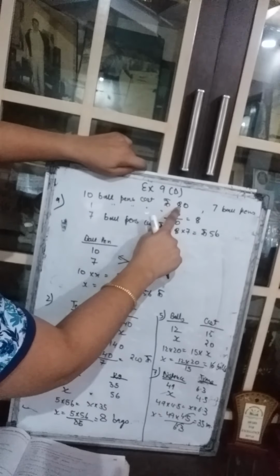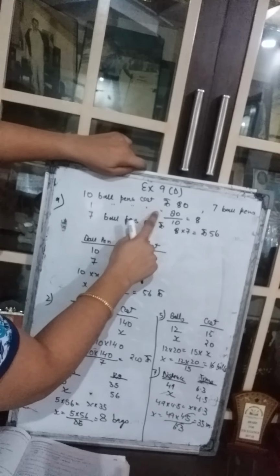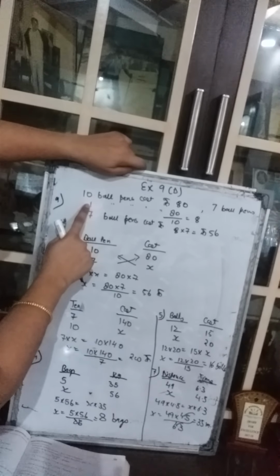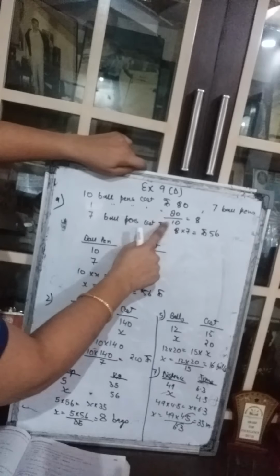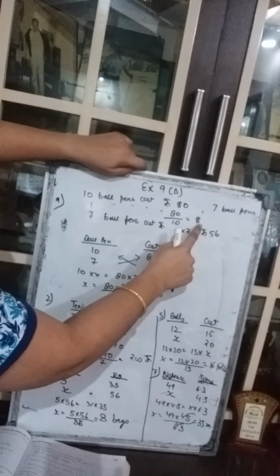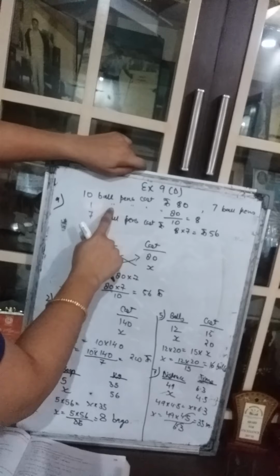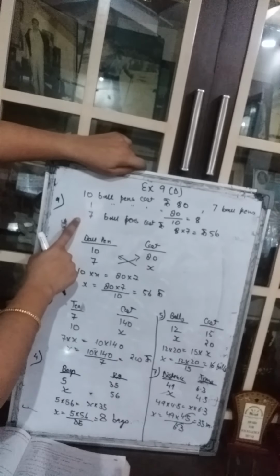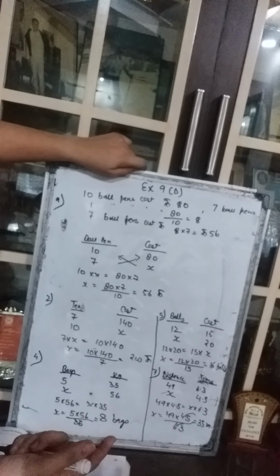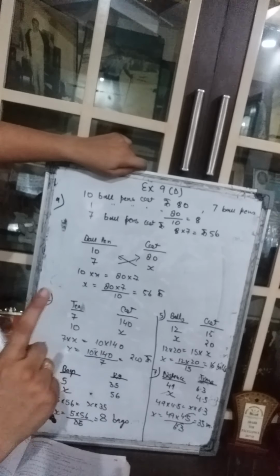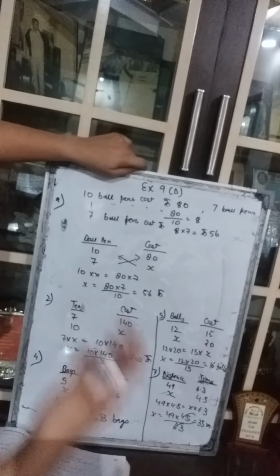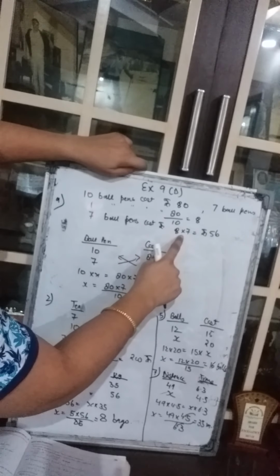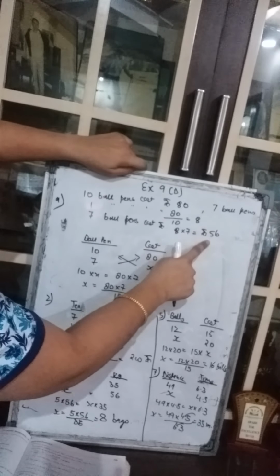10 ball pens cost rupees 80, so one ball pen will cost rupees 80 upon 10, because the cost of one will always be less. For less we do the division. 80 upon 10 comes to rupees 8. One ball pen costs rupees 8. So for 7 ball pens, 7 is now more, and for more, what do we do? Multiply. When we have to find the cost of 1, we divide, and when we have to find the cost of many, we multiply. So 7 ball pens will cost rupees 8 into 7, which is equal to 56 rupees.